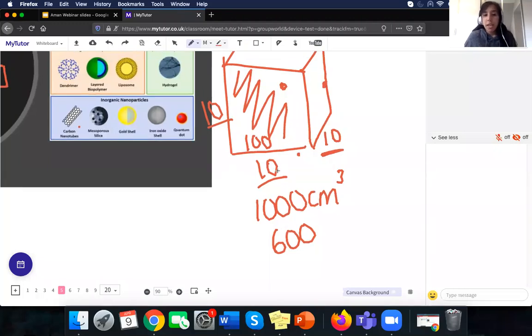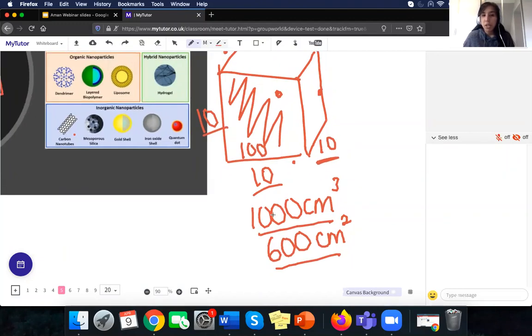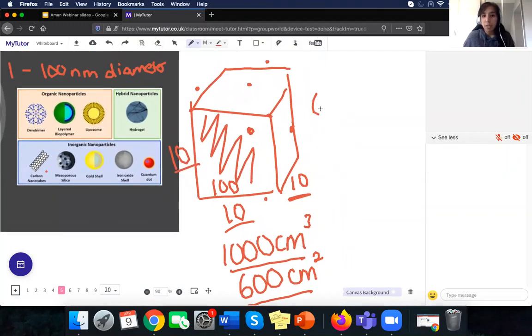So 10 times 10 is a 100, and we times that by 6 to get 600 centimeters squared. Okay, so there are 1,000 centimeters cubed and 600 centimeters squared. So the ratio of surface area to volume is 600 to 1,000.